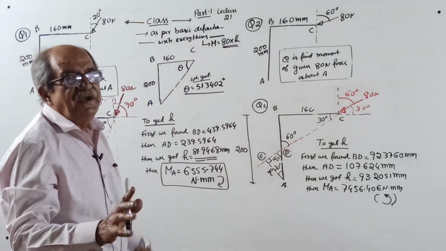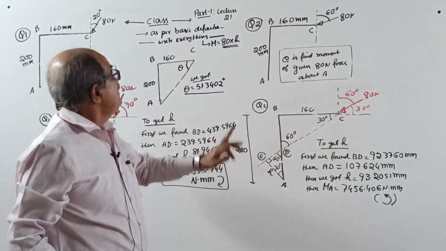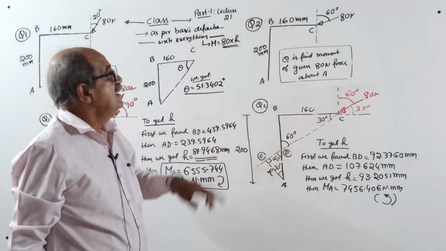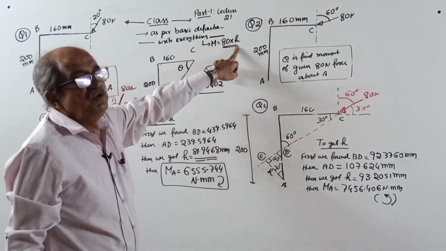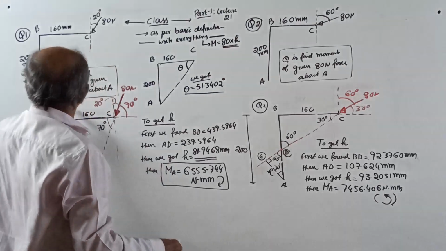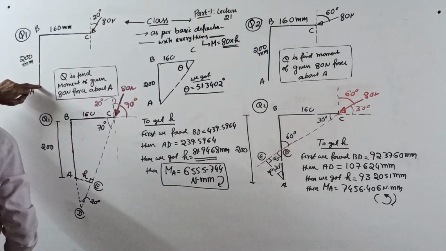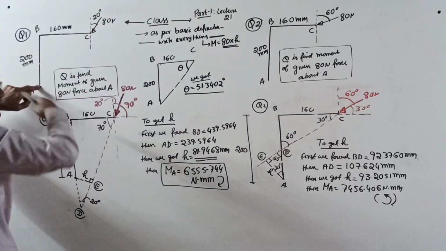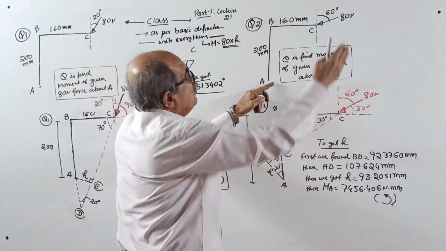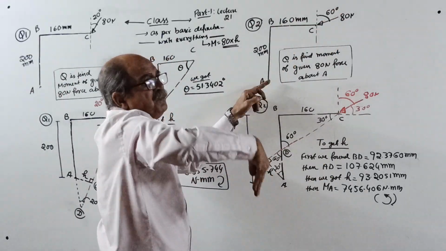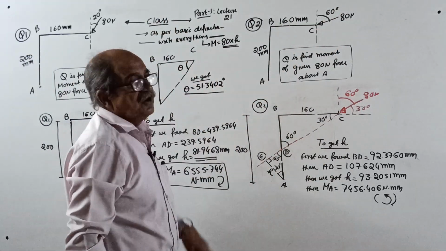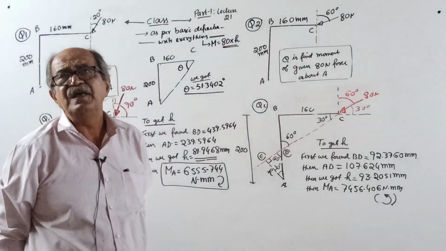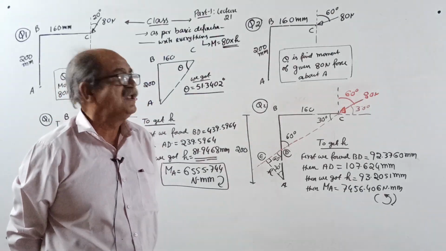Last class, he solved this question fully. Moment about A equals force 80 into the perpendicular distance H. Here also, moment about A equals 80 into perpendicular H. Clockwise or anti-clockwise, you decide later, once you know which side the perpendicular will come.